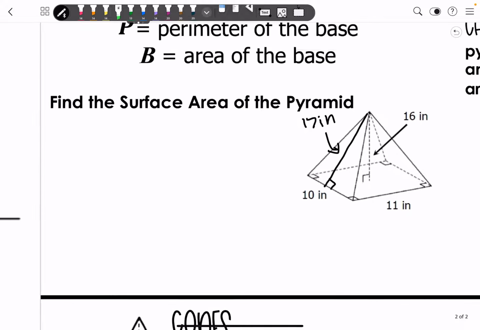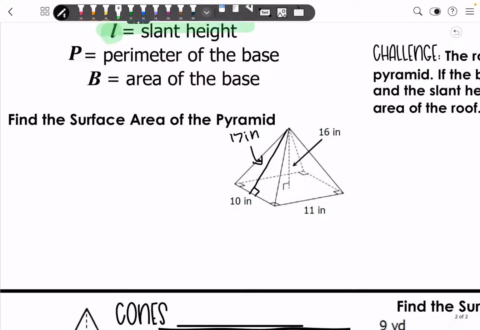So for this first problem, I actually went ahead and did all of that work. You need two things for this. So you need the perimeter of your base, and you need the area of your base, plus your slant height. I gave you the slant height because, I'm sorry, I forgot to draw that in. Now your perimeter and your area of the base is using the actual bottom of your pyramid. And you only have one base to find the area of, unlike prisms that have two, one on the top and one on the bottom.